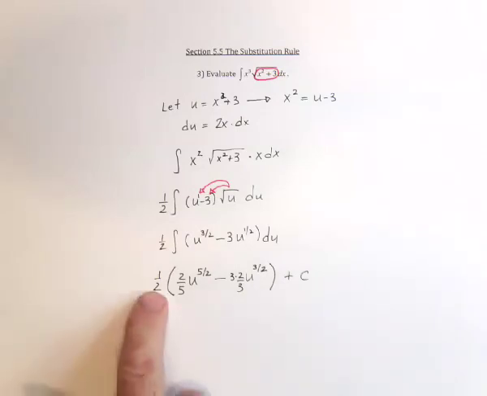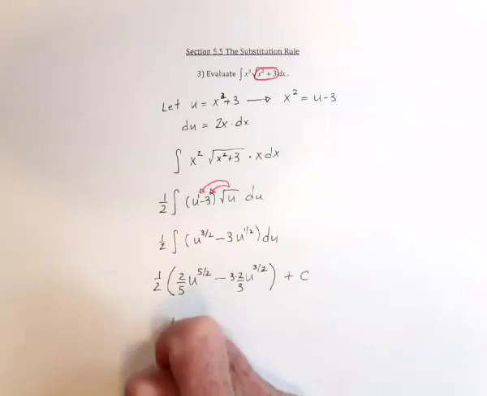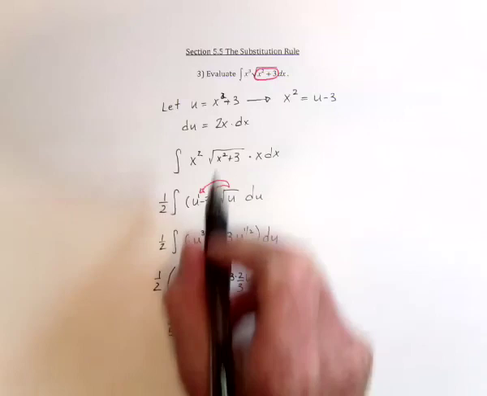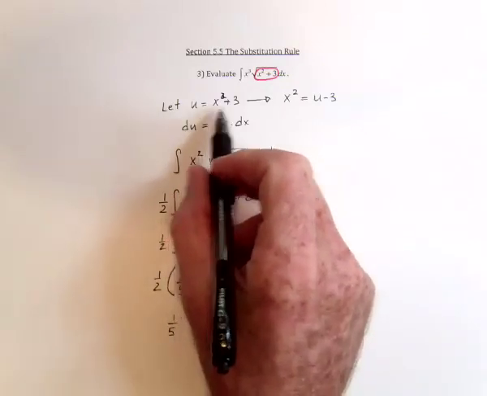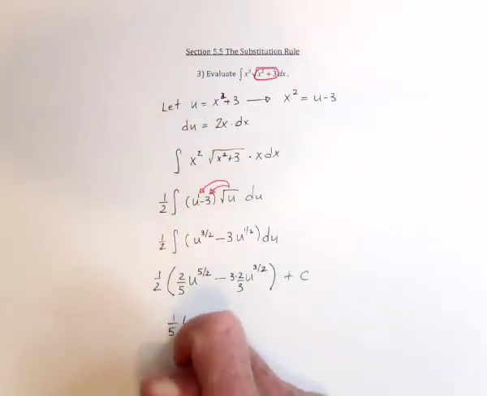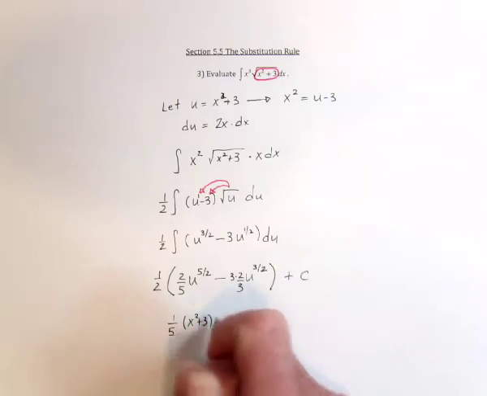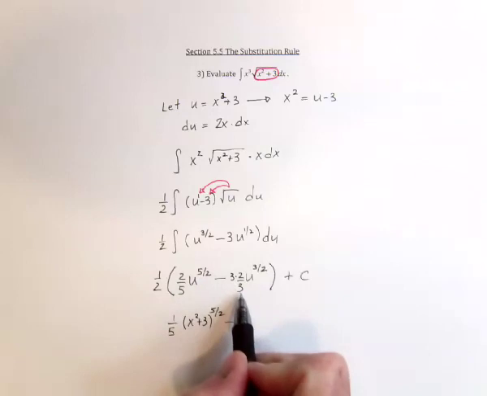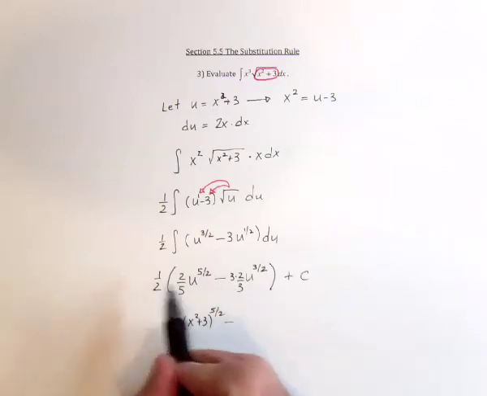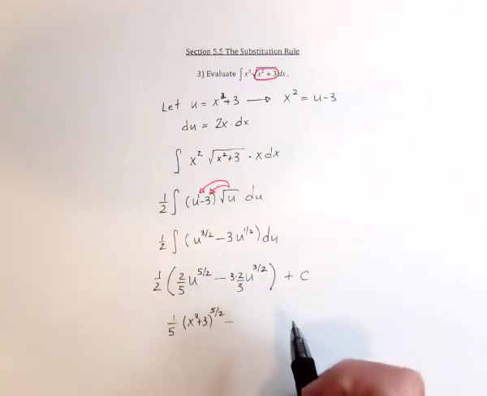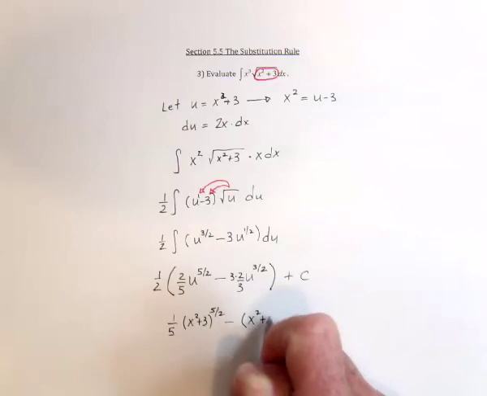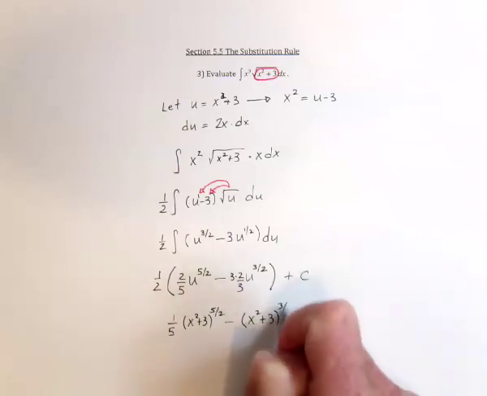Well, when I distribute this 1/2, it's going to cancel that 2, leaving me just a 1/5. And then the u needs to be replaced. u is x squared plus 3. Over here, the 3's are going to cancel. When I distribute the half, the 2 is going to cancel, so it's just going to be subtract, and then replace what u is equal to, x squared plus 3, and that one's to the 3/2 power.